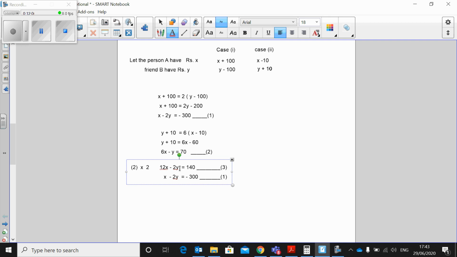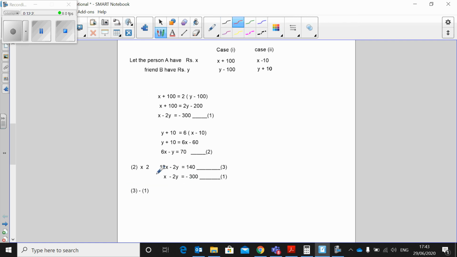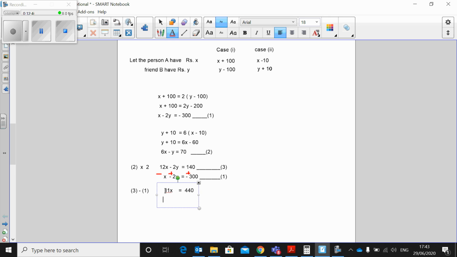Got it? Now think about whether we can add or subtract to eliminate the y variable. So then we can subtract: equation 3 minus equation 1, which means, subtraction means changing the sign. So minus, this has become plus, this also becoming plus. So now let us start with 12x minus x is 11x, which is equal to... minus 2y and plus 2y get cancelled. This is 440. Now 11x equal to 440, x is equal to 40.